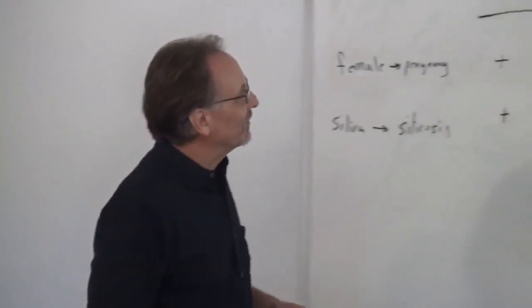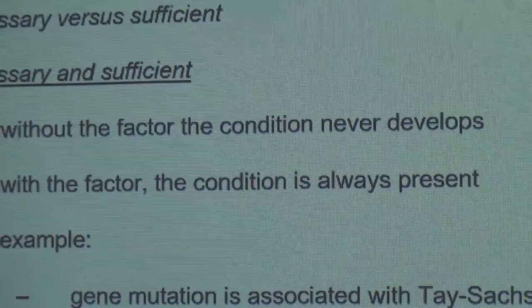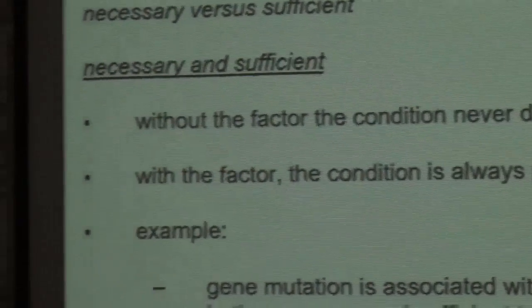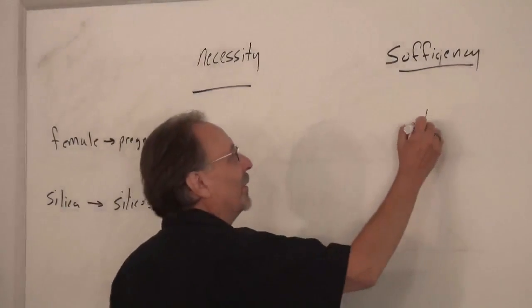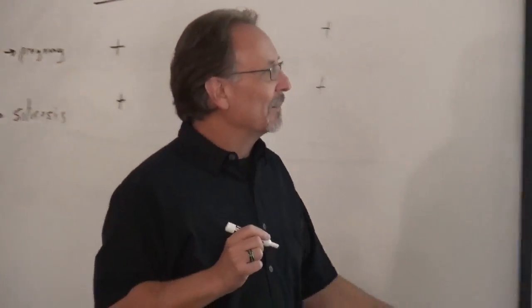Necessary and sufficient is somewhat different. So necessary and sufficient means that without the factor, the condition never develops, and with the factor, the condition is always present. Okay, we can probably say that for this. So these are necessary and sufficient as well, and we have more necessary and sufficient examples here.